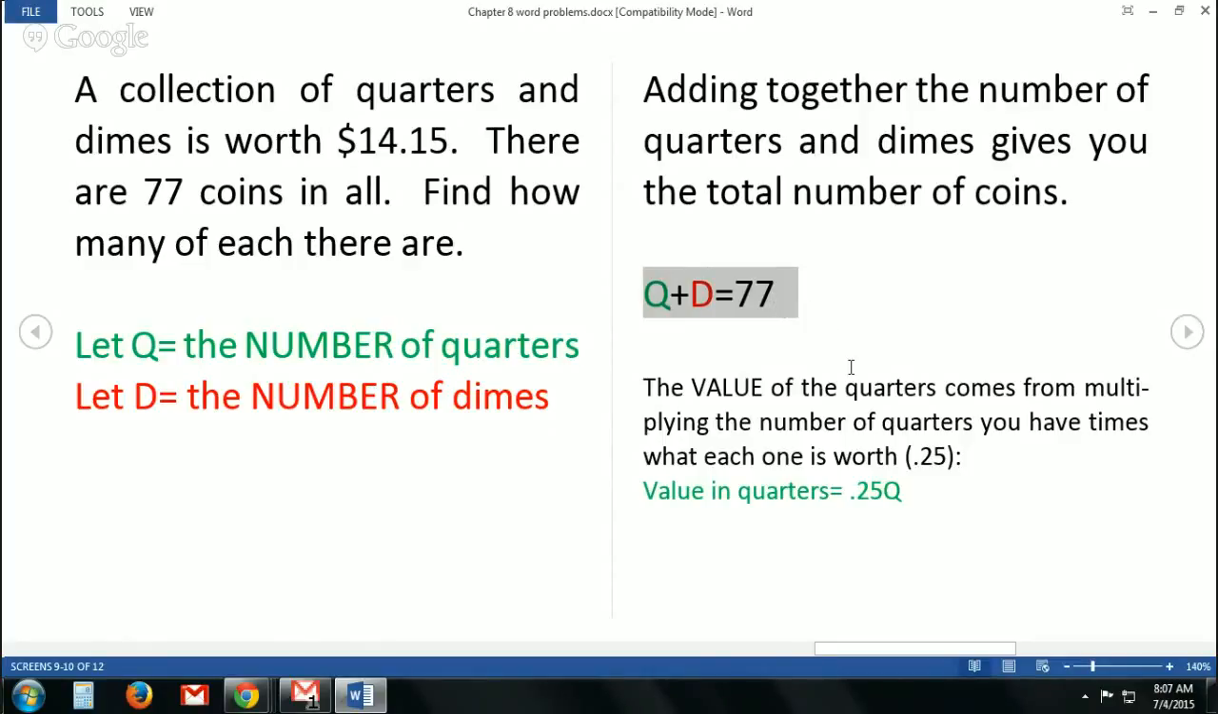Now, how do you know how much money you have when you look at a handful of quarters? You take however many quarters there are and you multiply them by their value. 1 quarter is worth 0.25. So to get the value that we have in quarters, let's take 0.25 times however many quarters we have, represented by Q. 0.25 times Q gives me the value of the quarters.